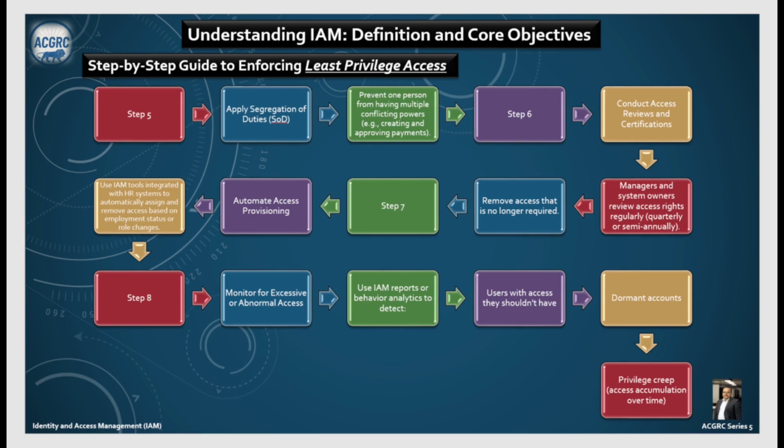Monitor for excessive or abnormal access. Now, what's excessive and what's abnormal is based on your baseline, your definition. If you had done that in your step 1, you would have this easier, otherwise it's not going to work. Use IAM reports or behavior analytics to detect users with access that they shouldn't have. Identify dormant accounts and privilege creep, that is access accumulation over time.